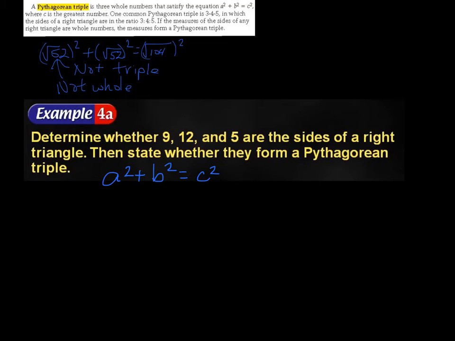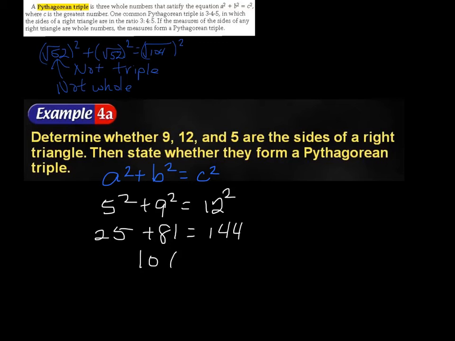For our next example, they ask us to determine whether 9, 12, and 5 are the sides of a right triangle, then state whether they form a Pythagorean triple. So I need the sum of the squares of the two smaller sides, so 5 squared plus 9 squared, I hope equals 12 squared. 25 plus 81, will it equal 144? That would be a no.